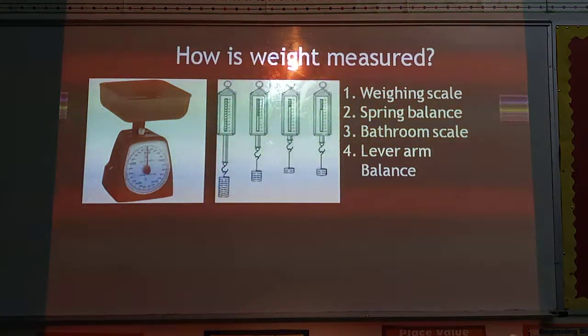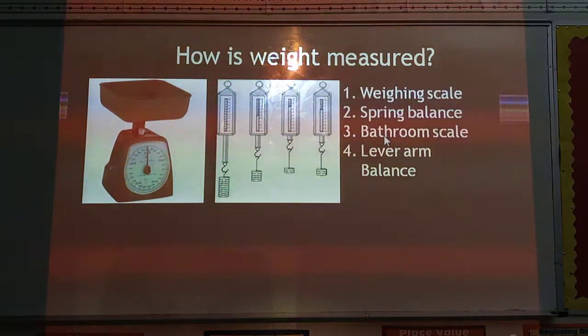Next, we have the spring balance. Okay, these are 4 different spring balances weighing 4 different weights. As you can see, the second spring balance, the third spring balance and the first spring balance are not pointing at the same number on the scale. That's because the weight attached to the first spring balance is more than the weight attached to the third. Okay, this is the scale and this is where the weight is read.